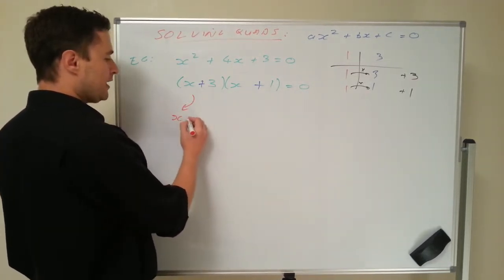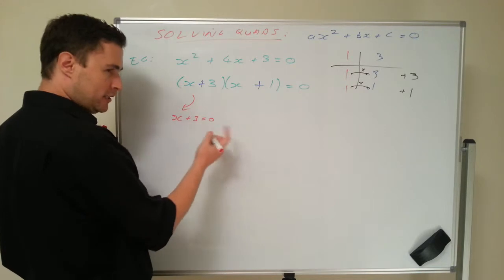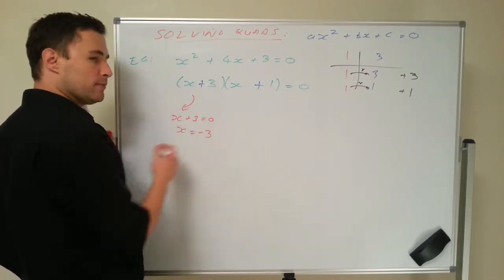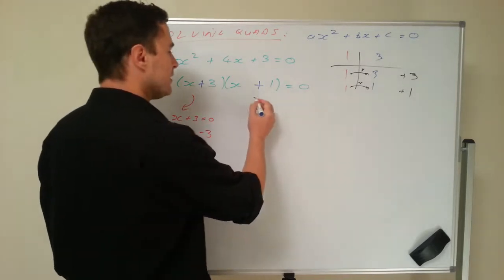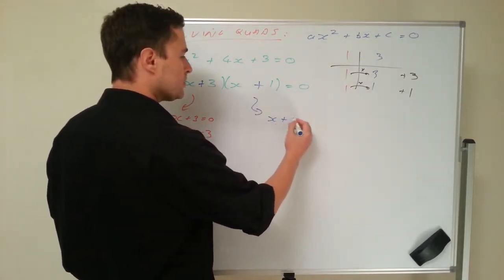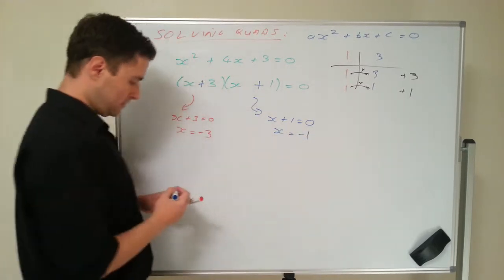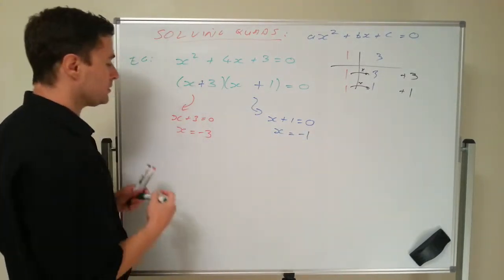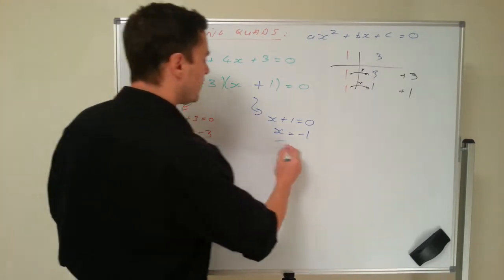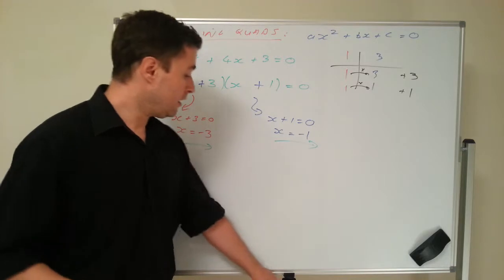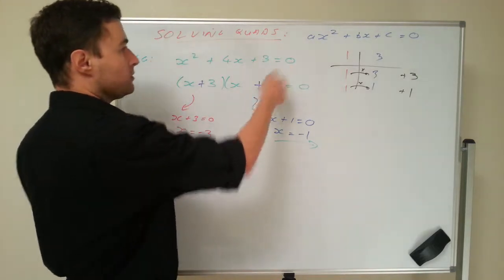My solution to this, x plus 3 equals 0. I equate each of the linears to 0. So x equals negative 3, opposite of plus 3 is minus 3. And then this linear side, x plus 1 equals 0, opposite of plus 1 is minus 1, so x equals minus 1. So those are my two solutions, x equals minus 3 or x equals minus 1. Okay, those are the two answers that would make that equal to 0.